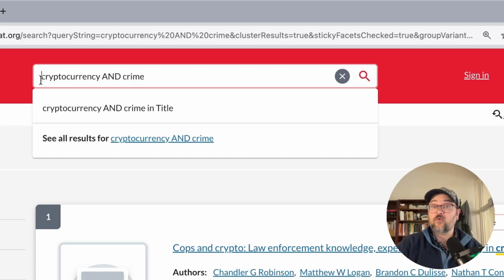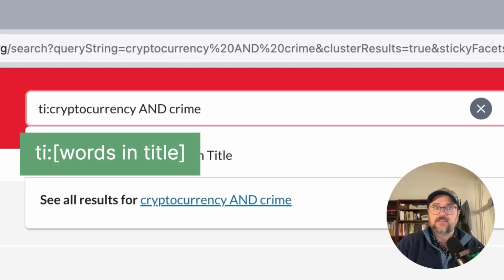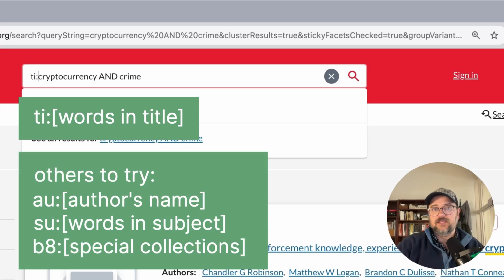Now, we can force it to find those words in specific places. A really common one is to search only within the title. The idea behind this is that it's going to make things especially relevant, because if the author has decided to include these terms right in the title of their work, then it means that these are especially relevant, and the source itself is very much about these concepts.